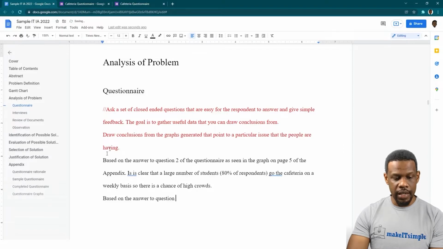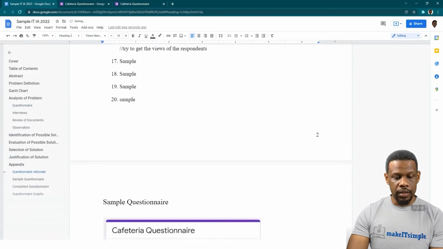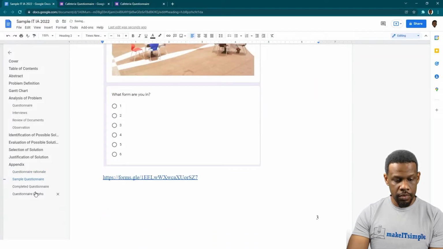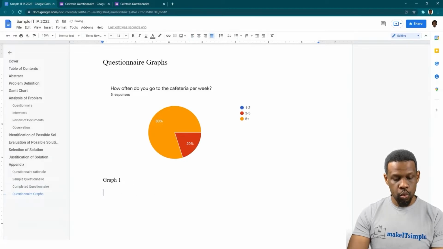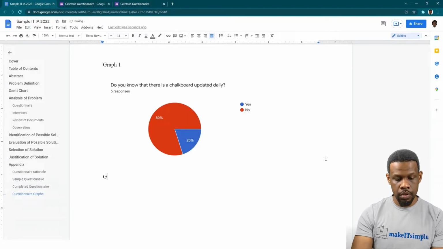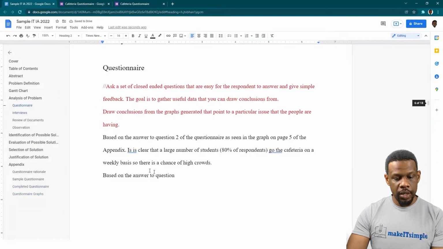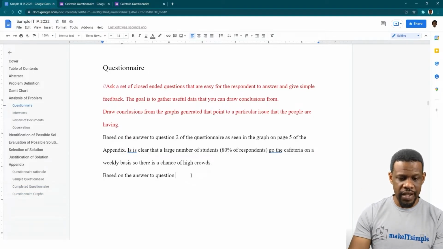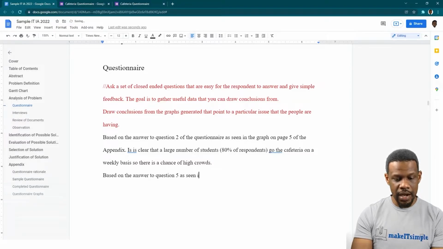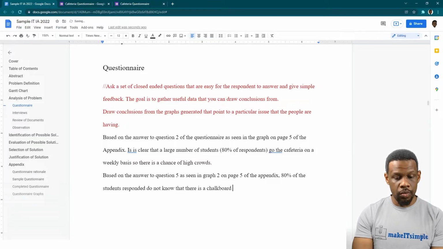So I'll go to my appendix again, questionnaire rationale, not sample questionnaire, questionnaire graphs, and then I'll paste it in and I'll put graph 2. Right, so I'll go back up on top and I will say, based on the answer to question 5 or whatever it is, question 5, as seen in graph 2 on page 5 of the appendix, comma, 80% of the students who responded do not know that there is a chalkboard with the menu on it.